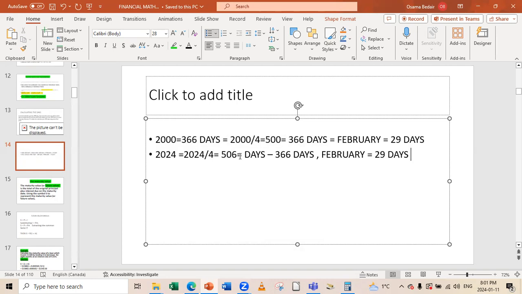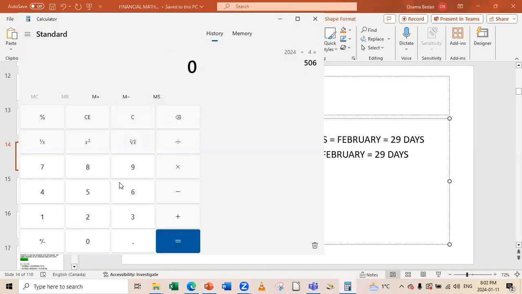Okay. But the case is not always like this. If I said the year, let's go for the year 2021. If I took 2021 and divided by 4, that will give me what? Let us see. By the calculator, that's better. 2021 divided by 4. Here, it gives me a fraction.